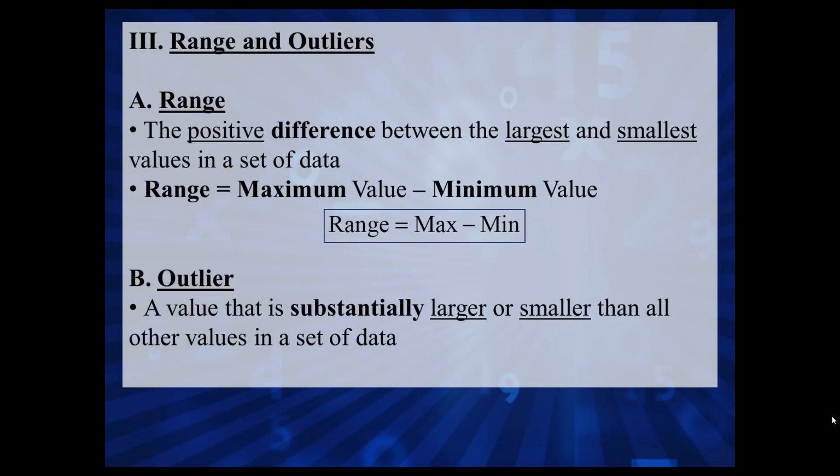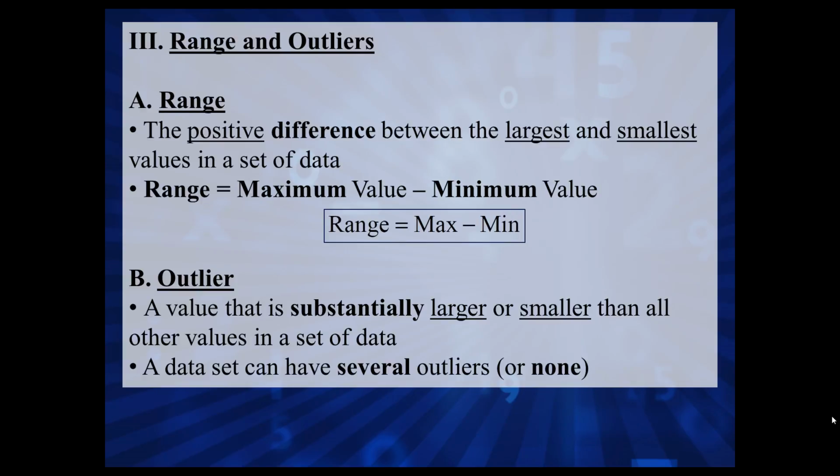Outliers are values that are either substantially larger or smaller than all other values in a set of data. When you look at a set of data and you arrange it in ascending order, sometimes the smallest or the largest values will be way off compared to all the other values in the data set. It almost seems like they don't belong, like they stick out like a sore thumb. Any values that stick out like a sore thumb, we classify as being an outlier.